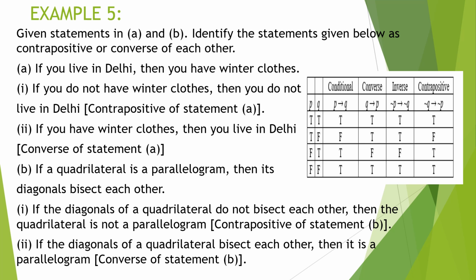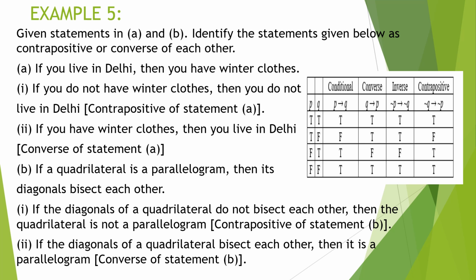Second case is given, if you have winter clothes, then you live in Delhi. That means it is of the kind if Q, then P. So if Q, then P is called the converse of if P, then Q. Correct? Second example, if a quadrilateral is a parallelogram, then its diagonals bisect each other.